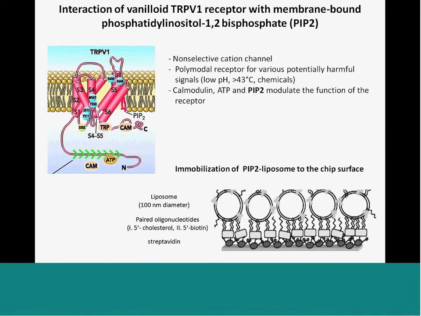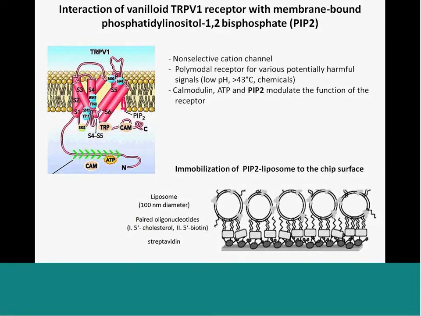So on the next slide, there is another project which I did during my last year, and this is the interaction of the TRPV1 receptor with membrane-bound phosphatidylinositol 4,5-bisphosphate, PIP2. TRPV1 is a non-selective cation channel. It is a polymodal receptor for various potentially harmful signals, such as low pH or higher temperature or some specific chemicals.